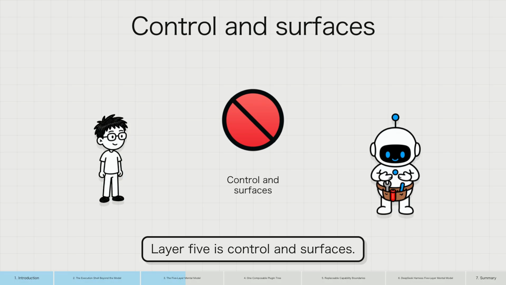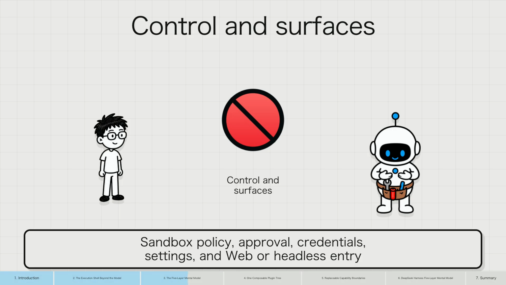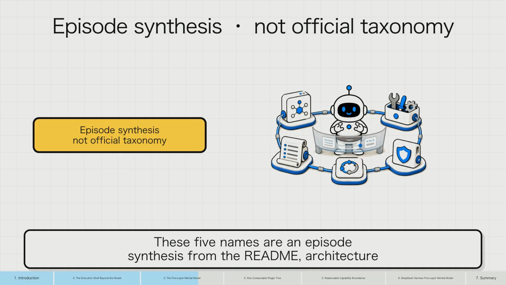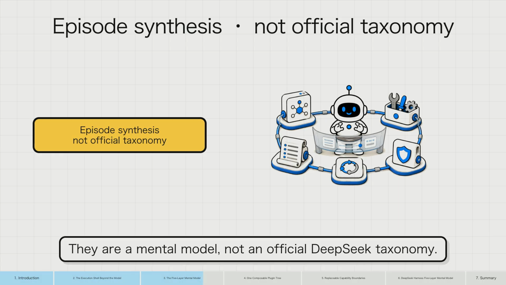Layer 5 is control and surfaces. Sandbox policy, approval, credentials, settings, and web or headless entry points determine where the agent runs and who releases sensitive actions. These 5 names are an episode synthesis from the README, architecture documents, and base bundle. They are a mental model, not an official DeepSeek taxonomy.